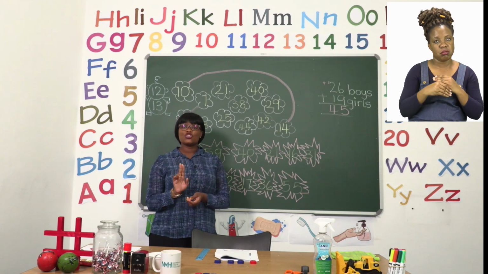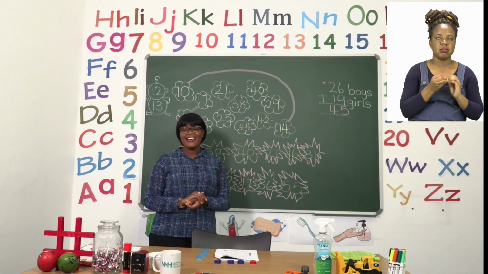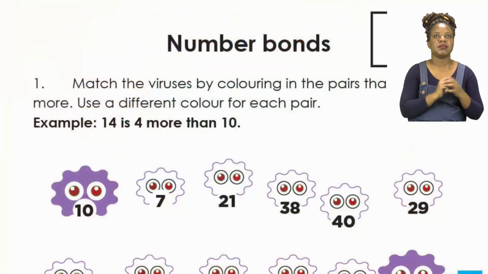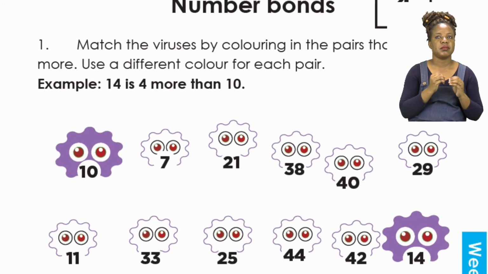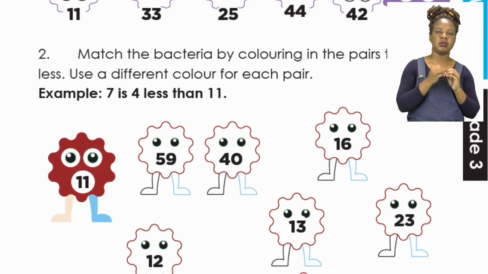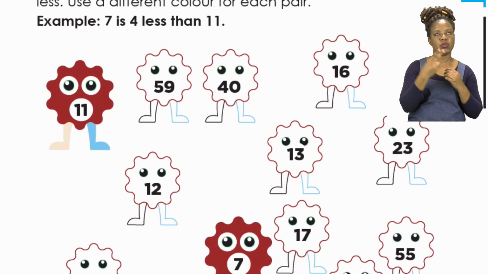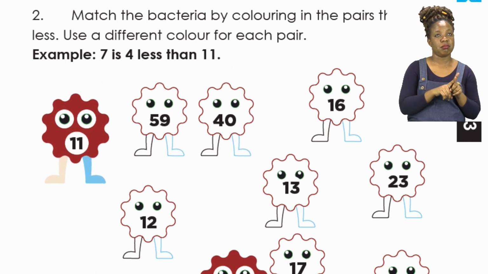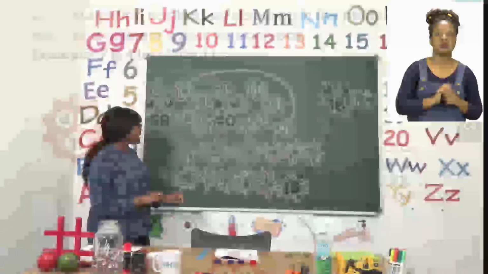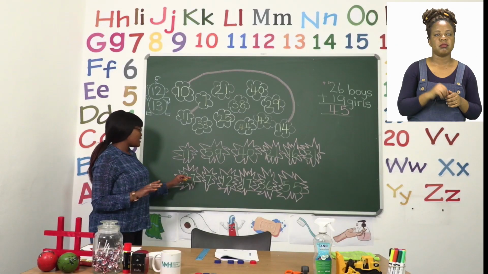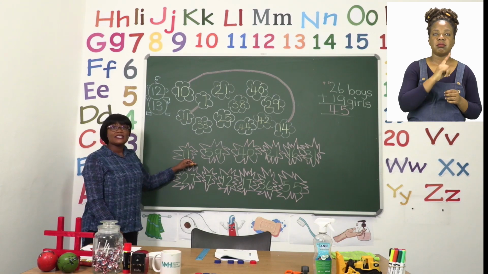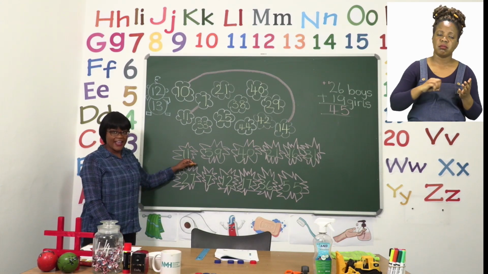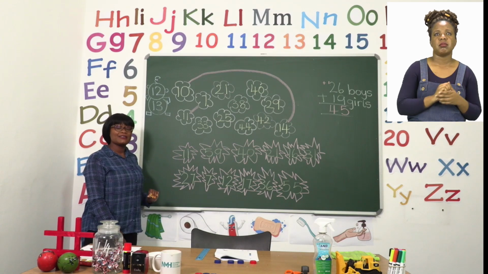Now let's take a look at number 2 for the same exercise. For number 2 now, instead of adding, we are going to be taking away, subtracting the viruses. Now, as before, they have already given us an answer, but we want to try and work that out for ourselves. So let's take a look at the board. It says number 11. So we have our 11 here, and now we need to take away. And as we are taking away, that means we are counting backwards.